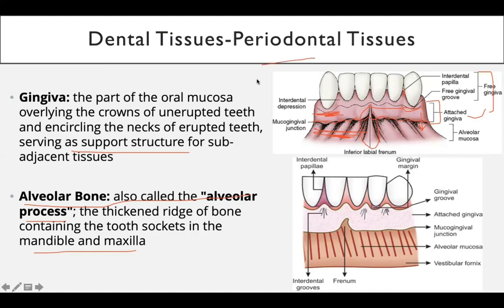So this should be the mandible because it's the lower jaw, and because we have the inferior labial frenulum. Okay, and then again interdental papilla, interdental depression, interdental grooves, frenulum, alveolar mucosa, in the diagram showing dental tissue, gingiva, and alveolar bone.